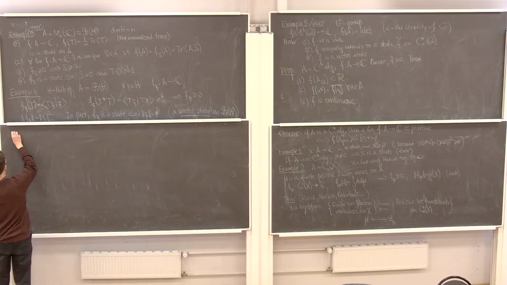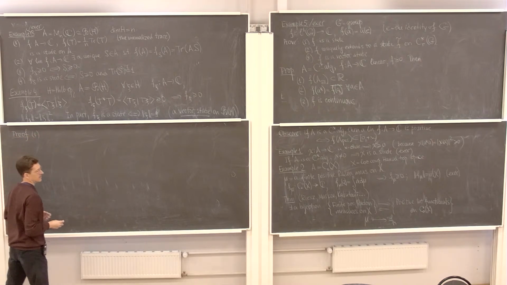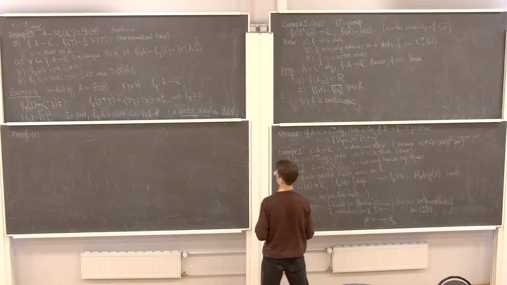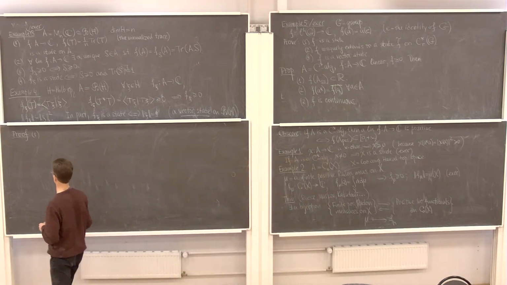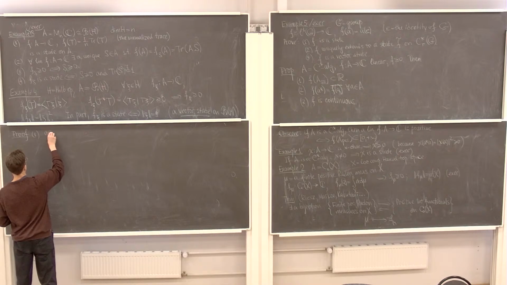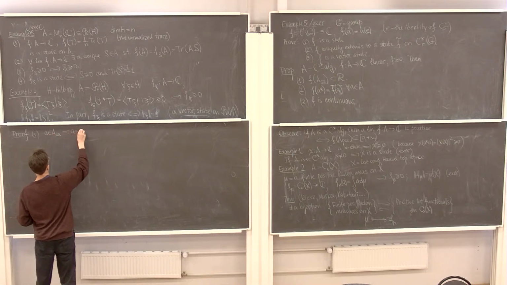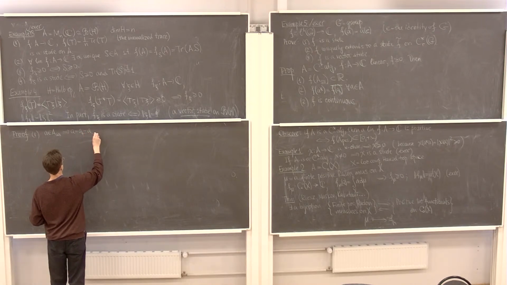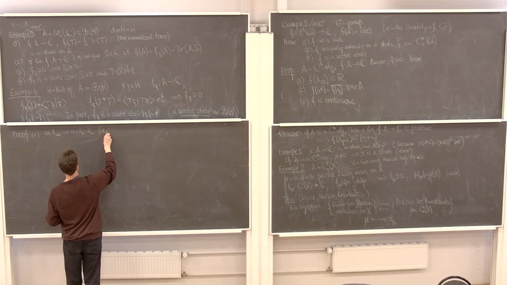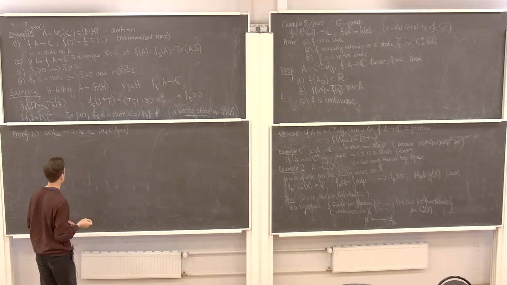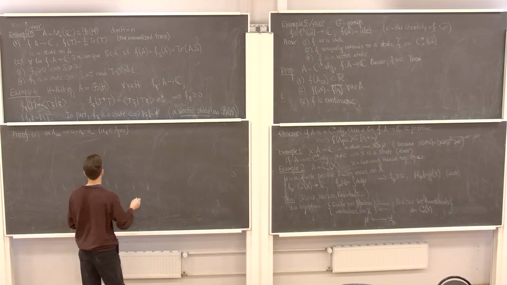Well, part 1 is very easy. Part 1 is very easy because if a is self-adjoint, we can write it as a difference of two positive elements. We know that a can be written as a+ minus a-, where a+ and a- are positive elements. And this readily implies that f(a) is real.